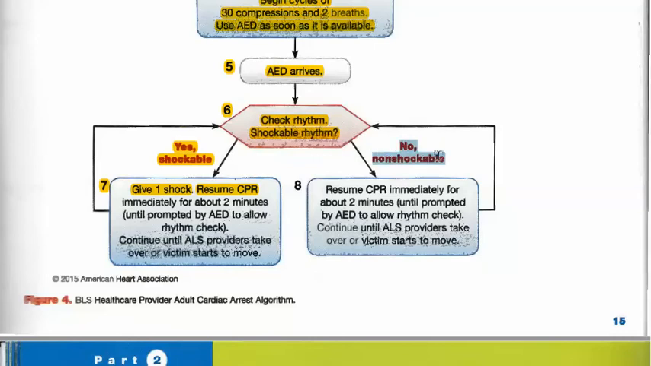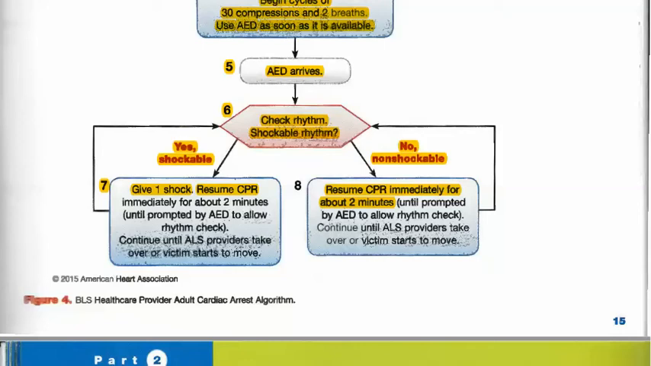But if it's a non-shockable rhythm, the AED will not deliver a shock. You must resume CPR immediately for about 2 minutes, until you check the rhythm again after 2 minutes and 5 cycles, and you will see if it's shockable or non-shockable. If it's shockable, you will give a shock. If it's non-shockable, resume CPR until the emergency responders arrive and call for the ambulance.